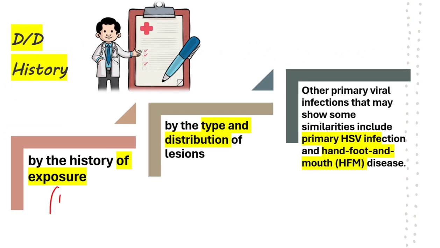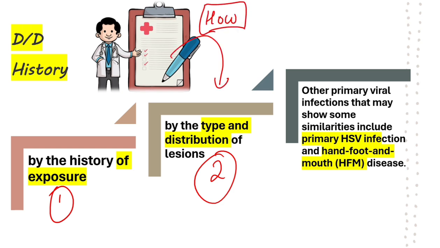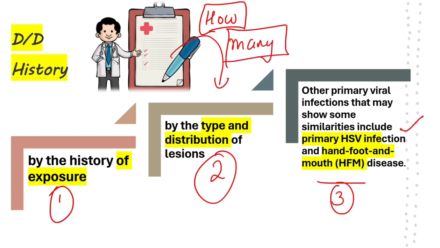Now we need to differentiate these varicella zoster viral infections, so we will talk about the differential diagnosis. Varicella is diagnosed based upon the patient's history. Basically, we will ask the patient about history of exposure to the virus, and we will see the type and distribution of the lesion. Similarities may exist with other primarily viral infections such as primary herpes virus infection and hand-foot-mouth disease, that is HFM disease.